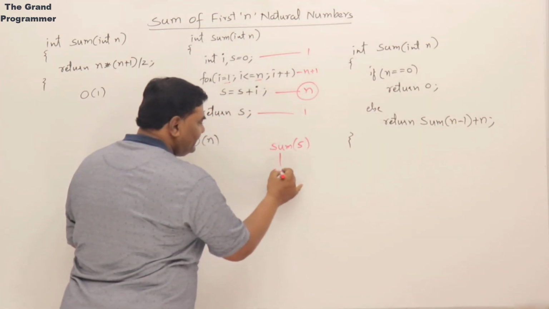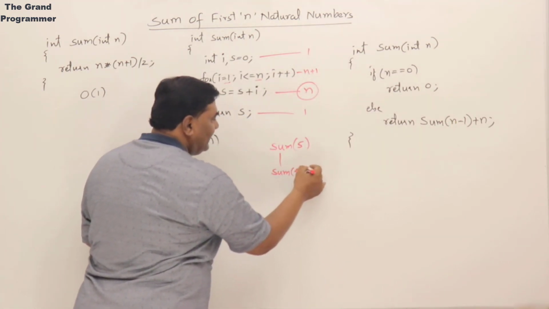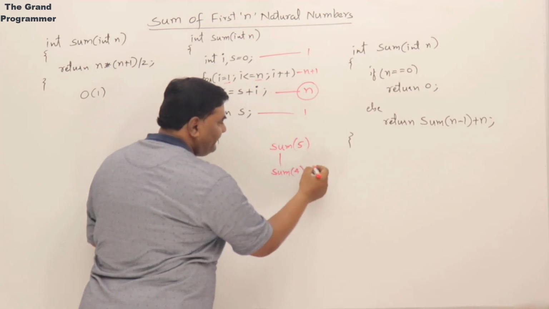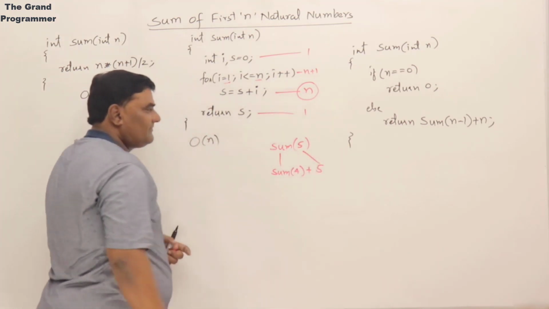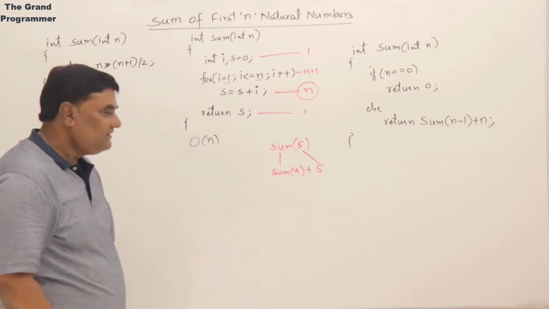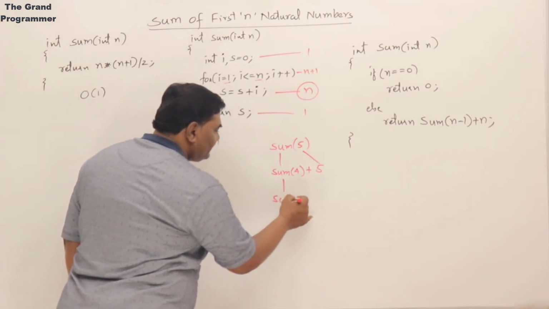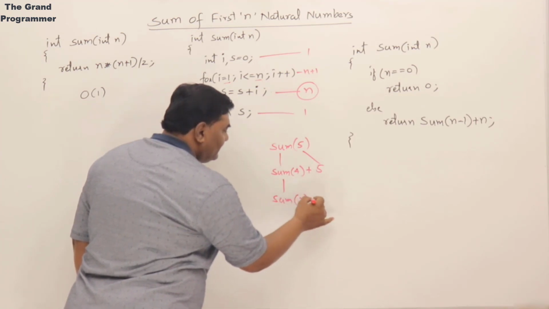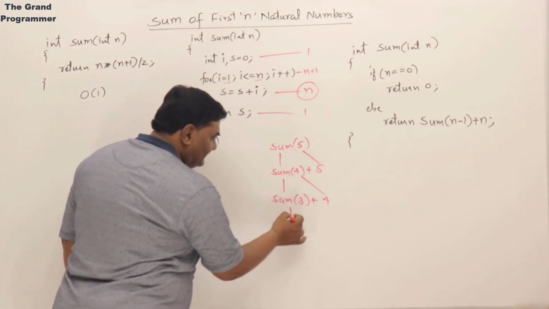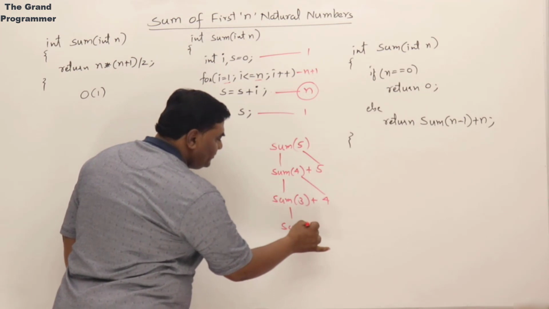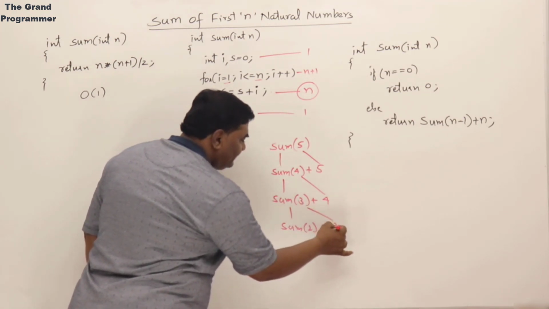So it will call itself for sum of 4, and the value of n is what? 5, that is added. So it's making one more call. Then in this call, again the same thing, it's not 0, so it will make a call for sum of 3 and also add 4.